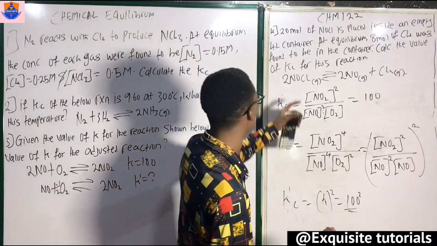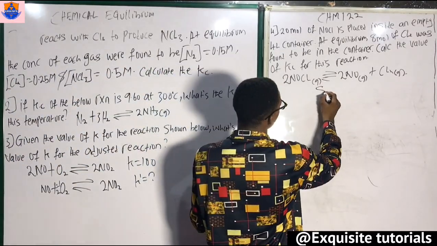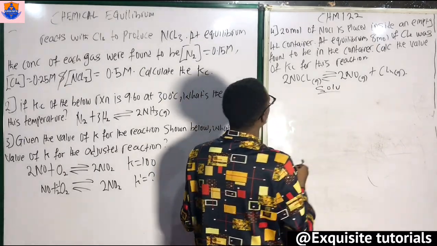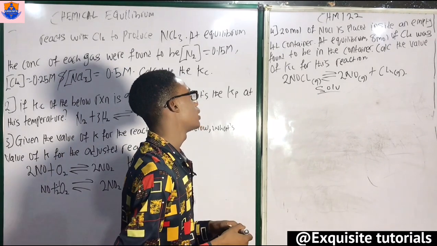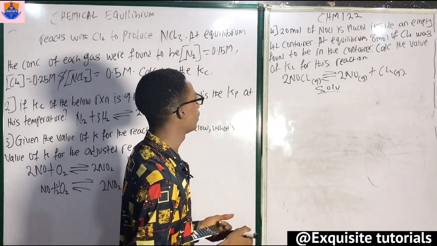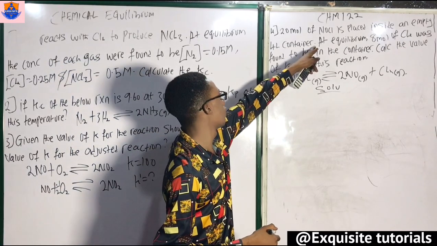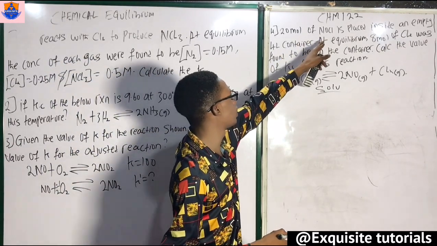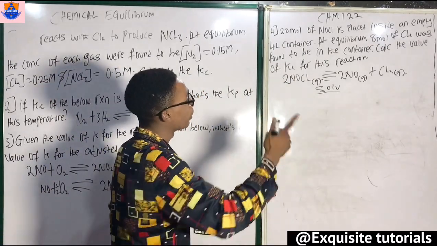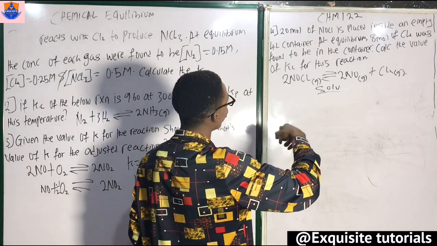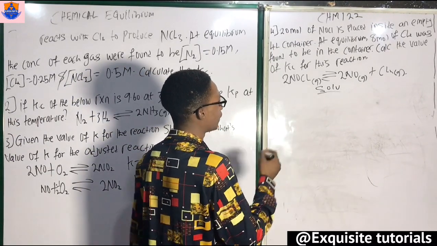So now let's take a look at this last question, question 4. Let's start here. Solution. Now they said 20 mole of NaCl is placed inside an empty 4-liter container. At equilibrium, 8 mole of Cl2 was found to be in the container. Calculate the value of Kc for this reaction.